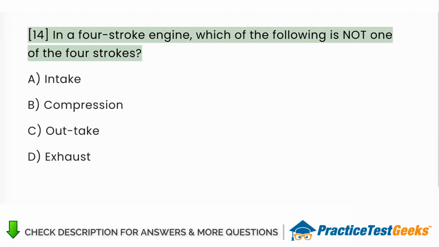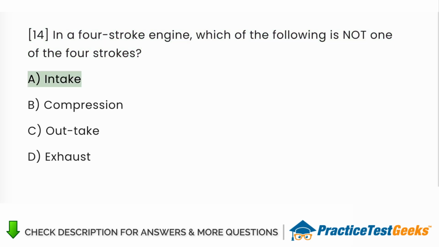In a four-stroke engine, which of the following is not one of the four strokes? A. Intake. B. Compression. C. Outtake. D. Exhaust.